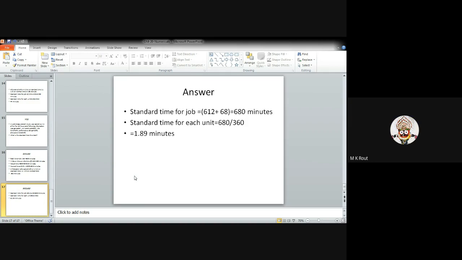I repeat, do not compare with previous formulas which we have done for solving work measurement problems. I repeat, this is another type of problem which appears each year. Is it clear? Moving to next one.